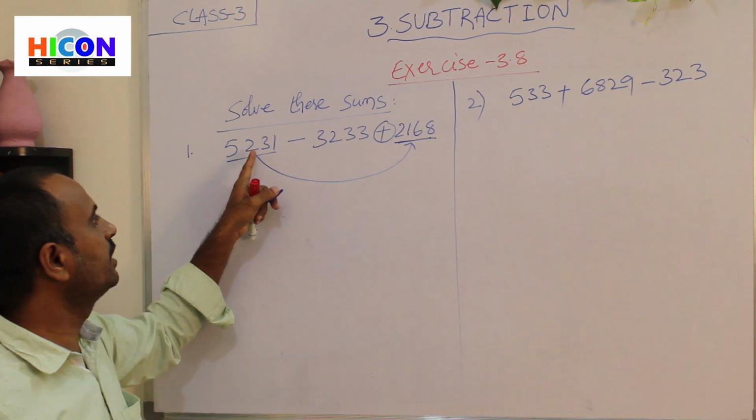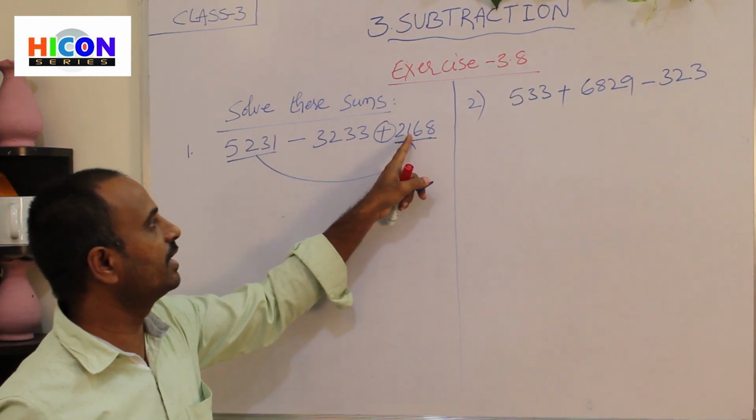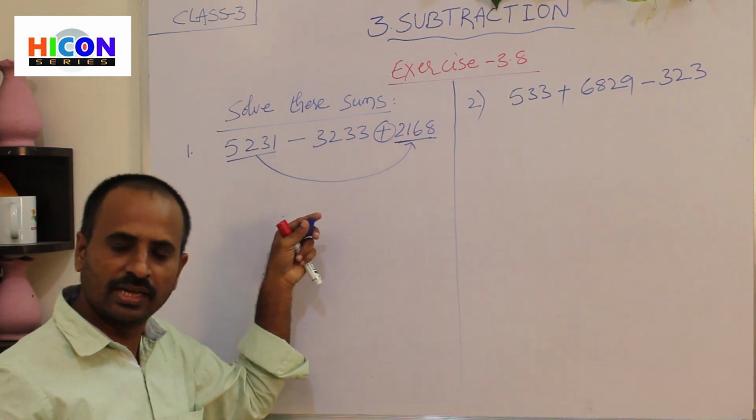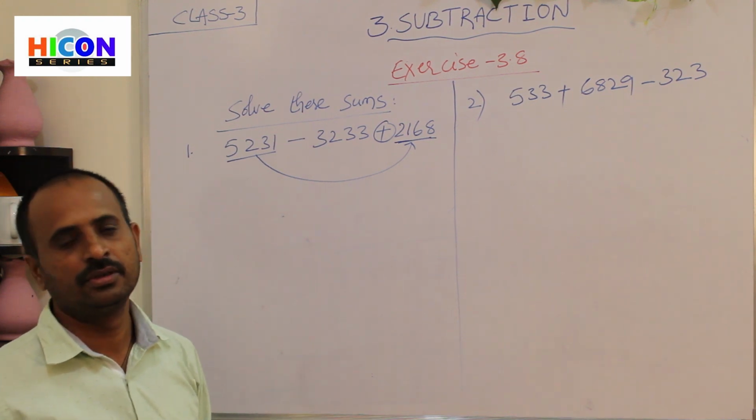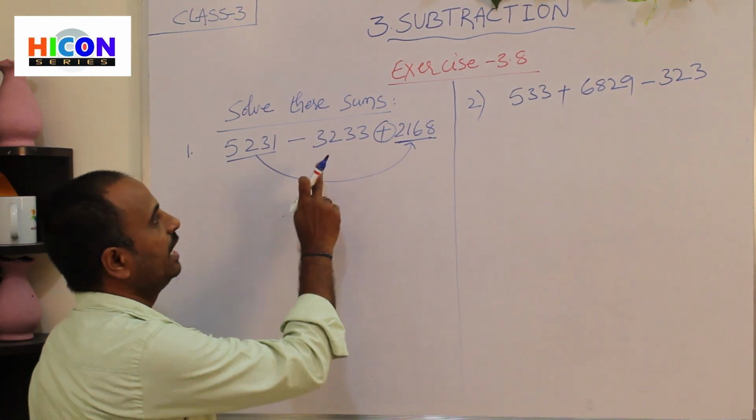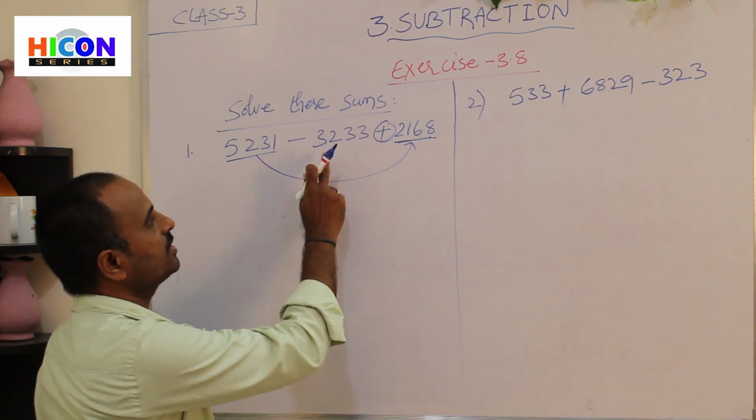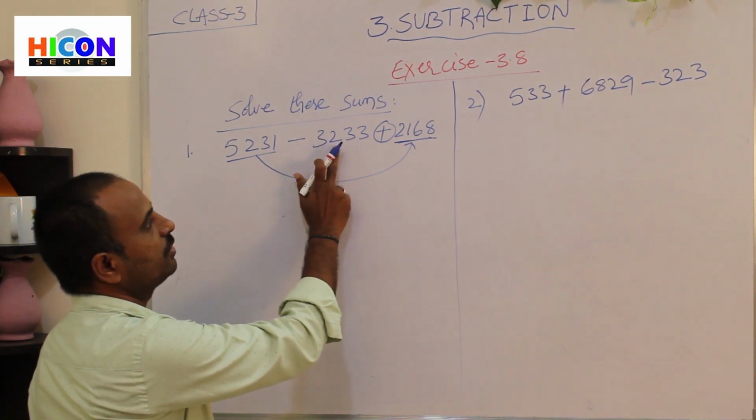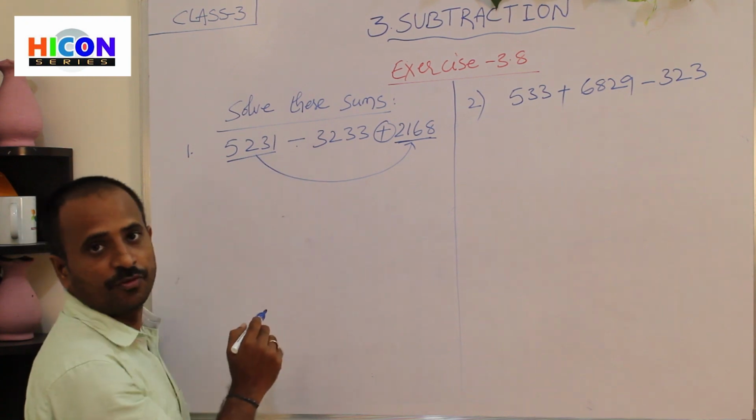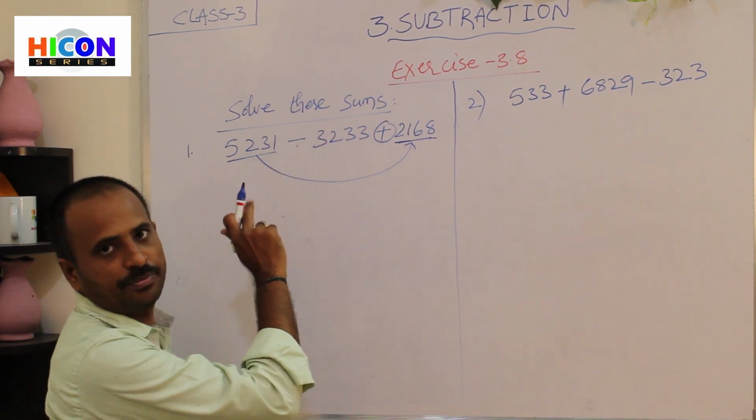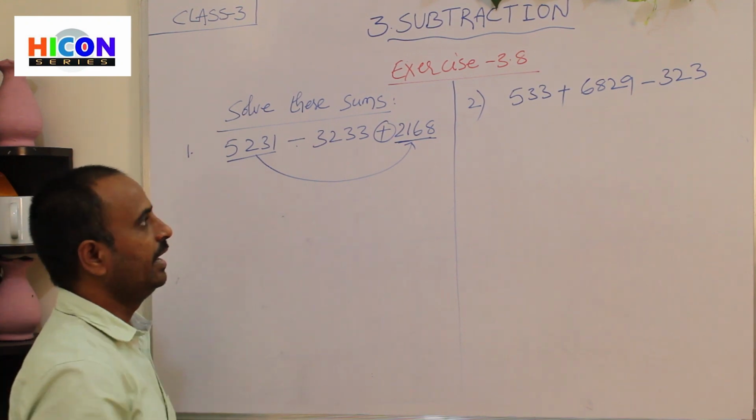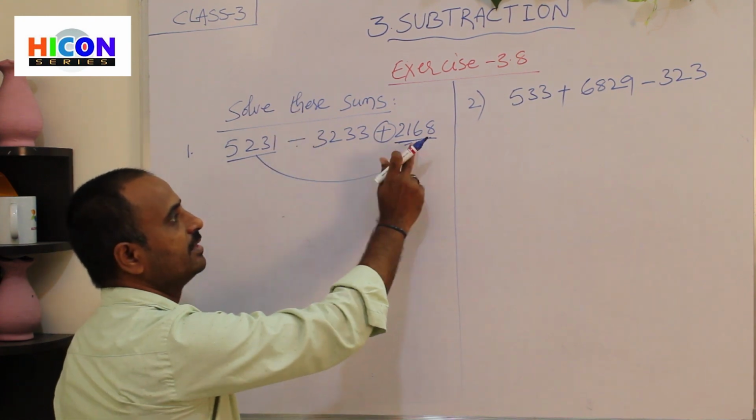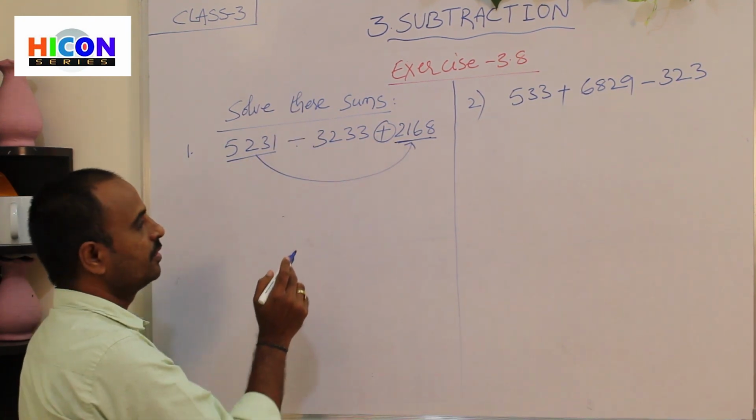Here 5231 and 2168 has a plus sign before it. So write these two numbers one below the other and do the addition. So first write these two numbers, and we should not write this number because this number has minus before it. We have to subtract this number because 3233 has minus sign before it. That's why we do not add this number. We have to subtract this number. And this number 2168 has plus sign before it. So add this number.